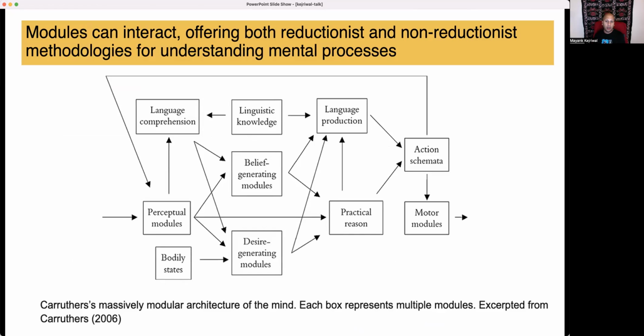So this is inspired by Fodor. It really builds on Fodor, but it offers both reductionist and non-reductionist methodologies for understanding mental processes. Now, what I mean by that is that we can study cognition and mental processes in a reductionist way, because each of these modules is informationally encapsulated.